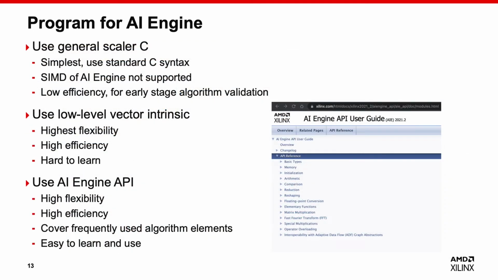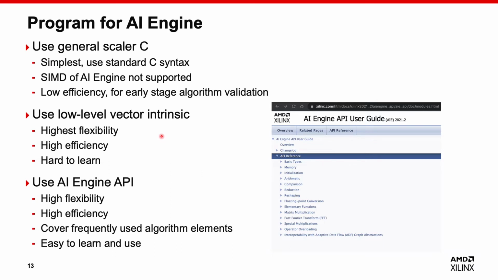To program for AI Engine kernels, you can use three levels of programming model. The most straightforward way is to use general C syntax. This is almost the same as ordinary C program. However, since it cannot utilize the SIMD capability of AI Engine, it should only be used for fast prototyping and early algorithm exploration.